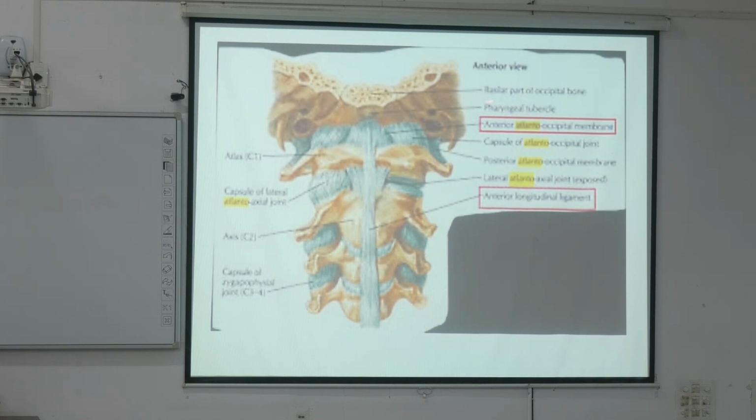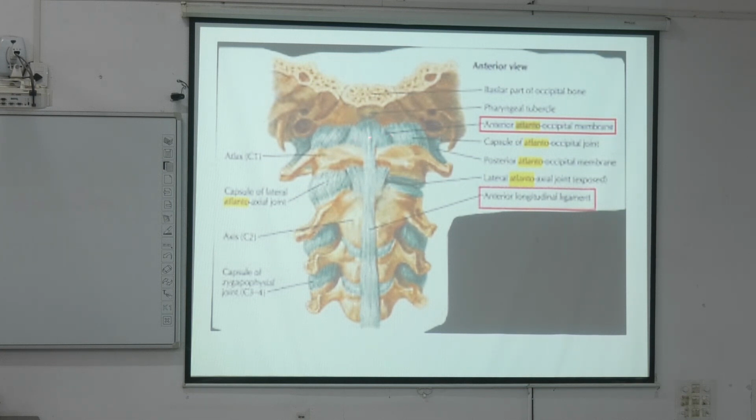Next, we are viewing the joint from the anterior surface. This is the anterior longitudinal ligament and this is the capsular ligament. Exactly between the capsular ligament and the anterior longitudinal ligament, from the superior border of the atlas to the anterior border of the foramen magnum, there is a connection of membrane, and this is known as the anterior atlanto-occipital membrane, in the middle of which lies the anterior longitudinal ligament.